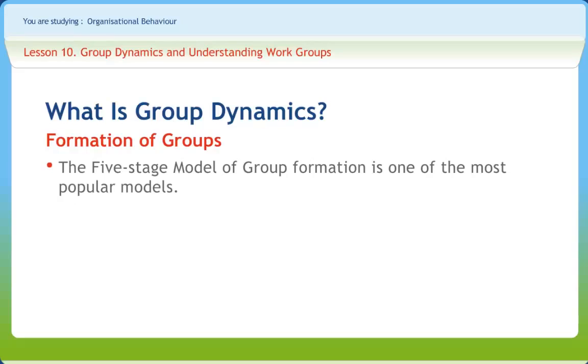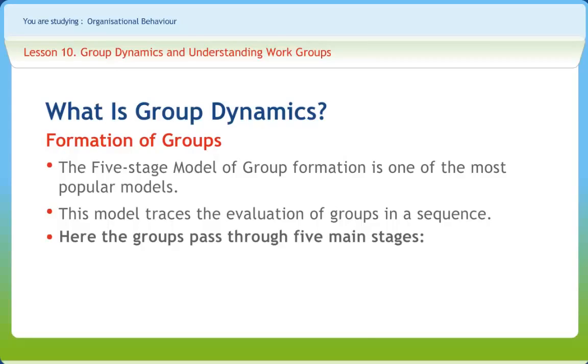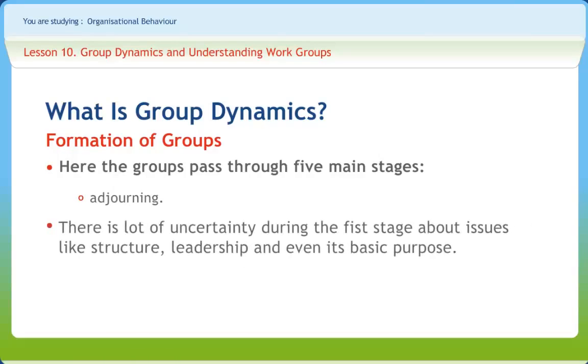The five-stage model of group formation is one of the most popular models. This model traces the evolution of groups in a sequence. Here, the groups pass through five main stages: forming, storming, norming, performing, and adjourning. There's a lot of uncertainty during the first stage about issues like structure, leadership, and even its basic purpose. During the second stage, there is a lot of intra-group conflict because of opposition to constraints imposed by the group on individuality. At the end of this stage of storming, clear leadership emerges.